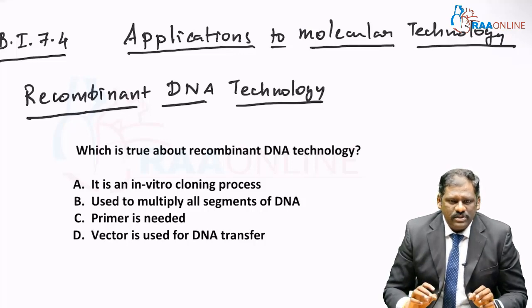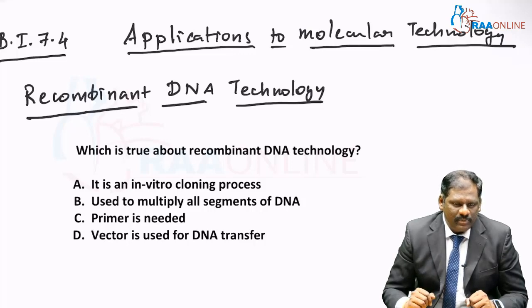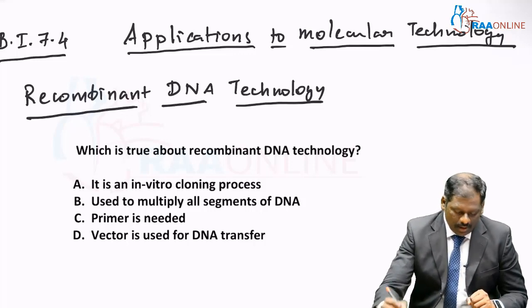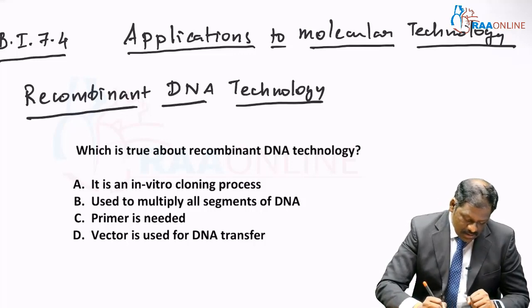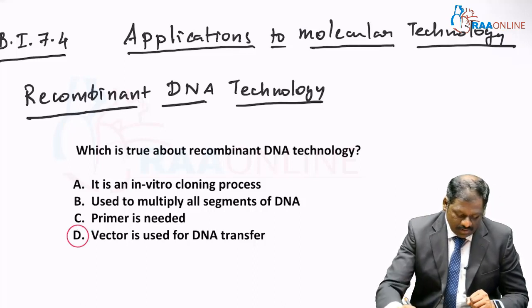Which is true about recombinant DNA technology? It is an in vitro cloning process. It is used to multiply all segments of DNA. It requires a primer and the vector is used for DNA transfer. So, what do you think is the right answer for recombinant DNA technology? The right answer is the vector is used for DNA transfer.